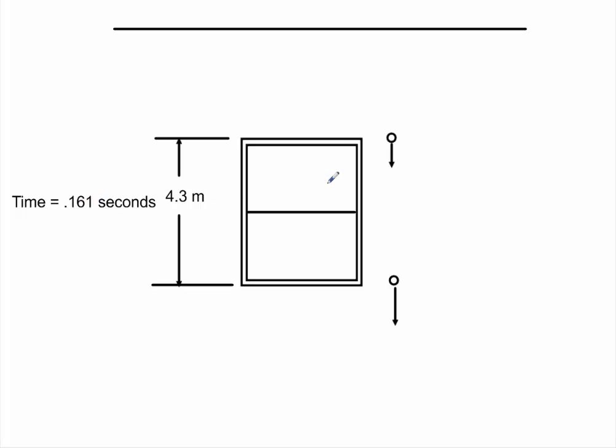0.161 seconds. What we're looking to find on this problem is the distance from the top of the building to the top of the window. To set up the problem, let's let time equal to 0 be right here. Let this be your VI, and we'll let time here equal 0.161 seconds, and we'll let this be our VF.